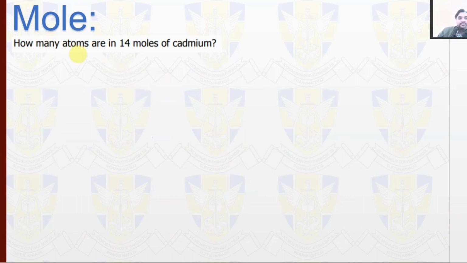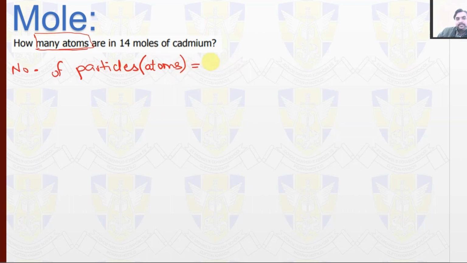Okay, now the next question is saying: how many atoms are there in 14 moles of cadmium? Now in the question it's written how many atoms. How many atoms means they are asking you about the number of particles, right? They are asking you to calculate the particles, because you all know that particles are in the form of atoms, molecules, formula units or ions. We have just discussed it before as well. So the number of particles, and the particles are in the form of atoms in this question.